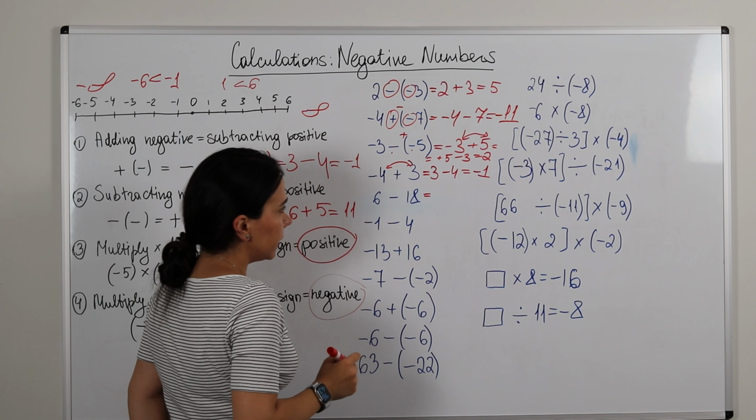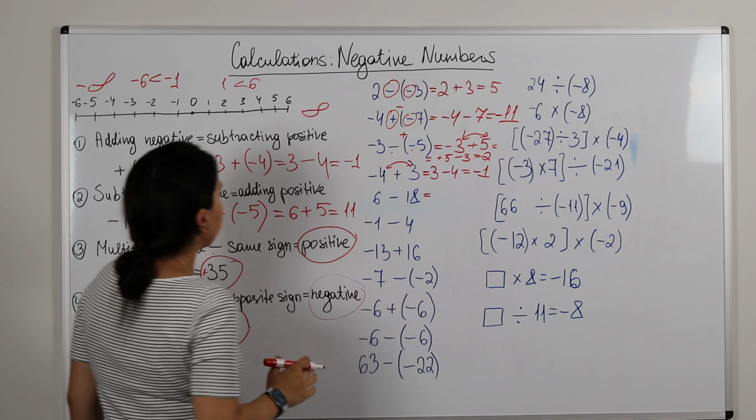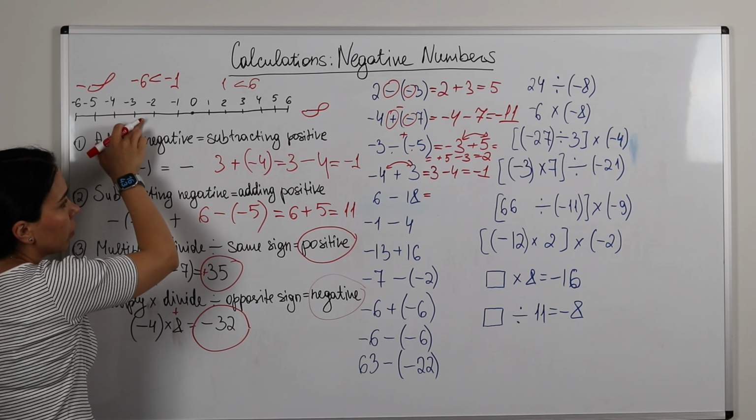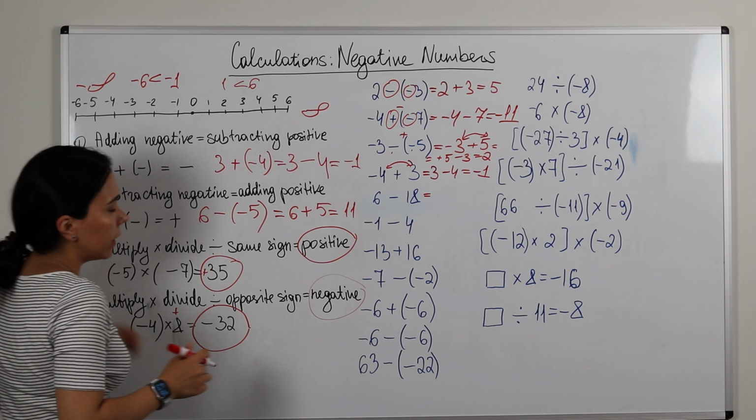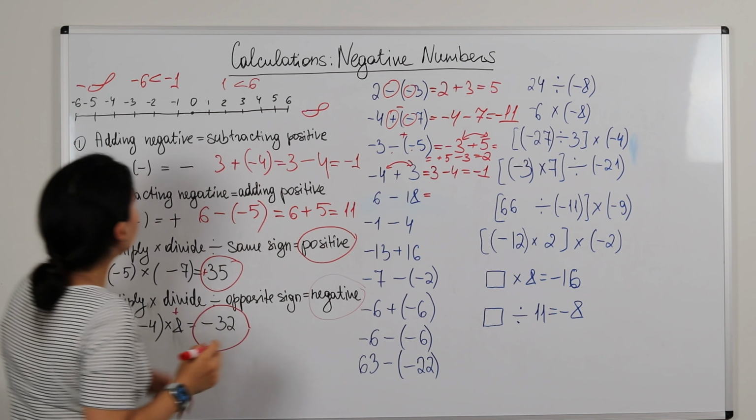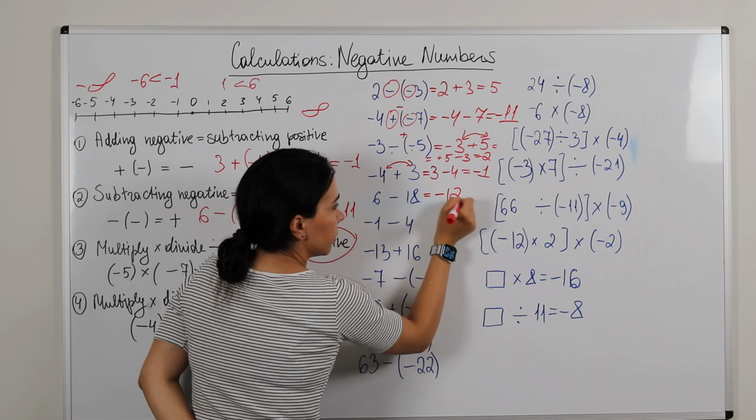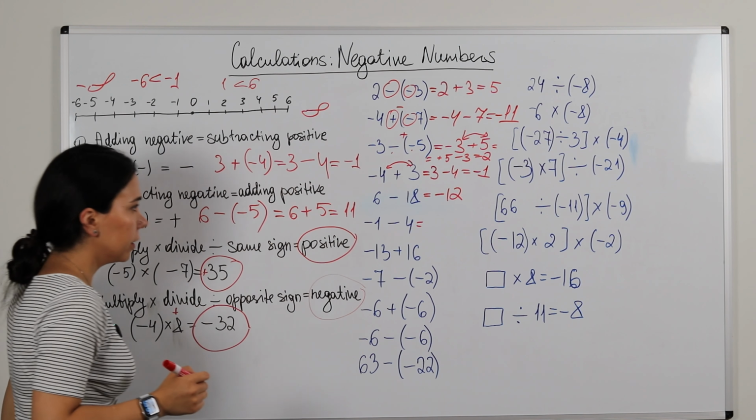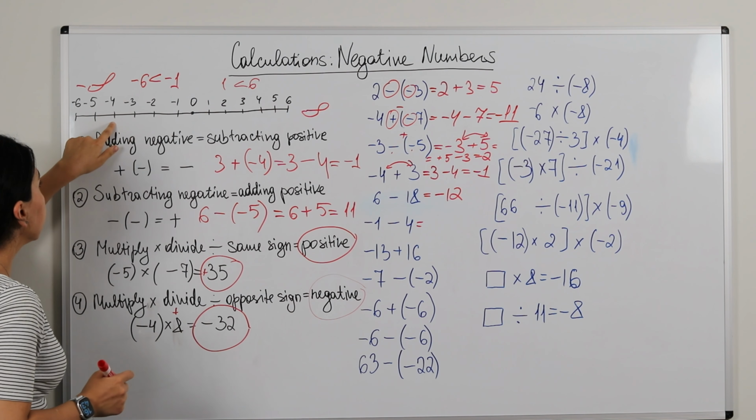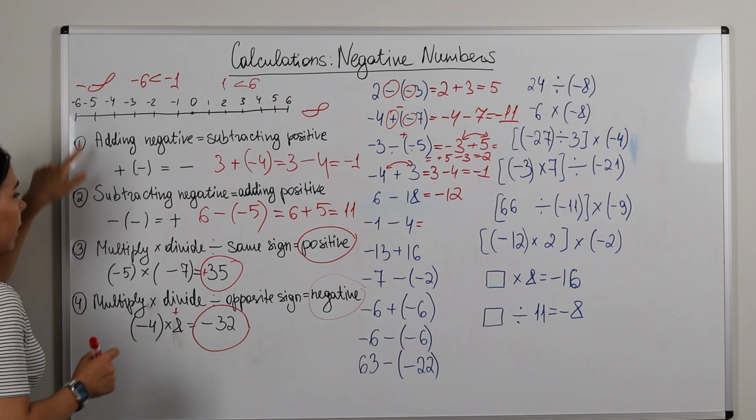Then we have 6 minus 18. When you subtract 18 from 6, it means you go back on the continuum. You can present it as 18 minus 6 equals 12, but you go to the minus side, so it equals minus 12. Minus 1 minus 4. Here we are on the negative side. So 1 plus 4 equals 5, giving minus 5.